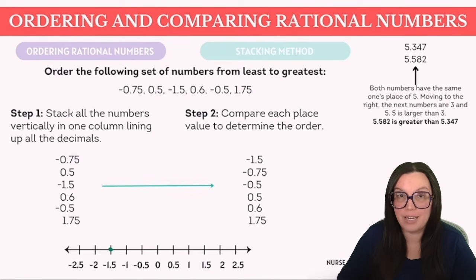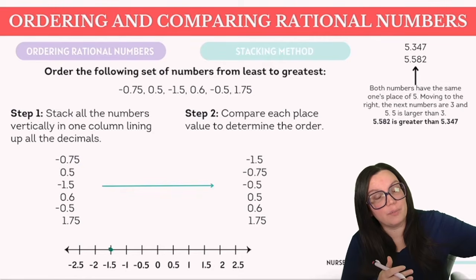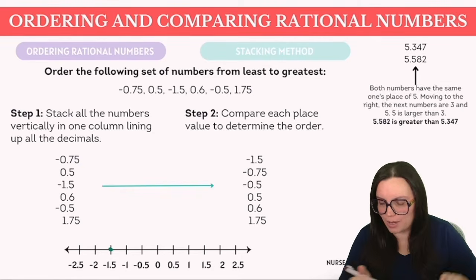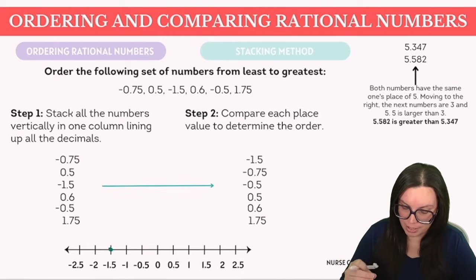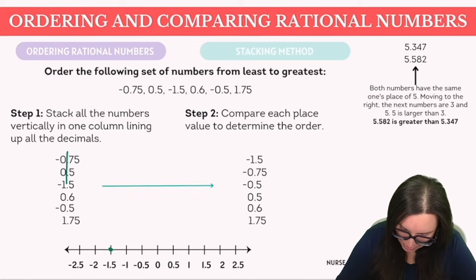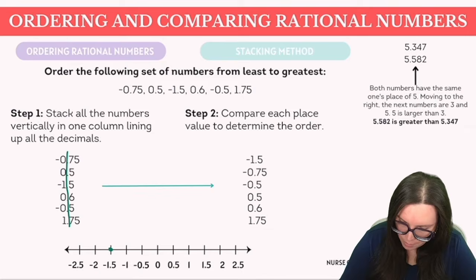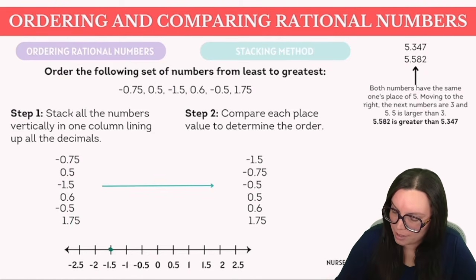As we know when we're looking at a number line, when it comes to the negatives, the farther away that we get from 0, the more negative it becomes, right? So what we do in this method is we're going to stack all the numbers vertically and line them up based on their decimals. So if you look here, all of the decimals are lined up so that we can compare our numbers. Now, the reason why this works so well is I want to draw your attention up here to the right of your screen.